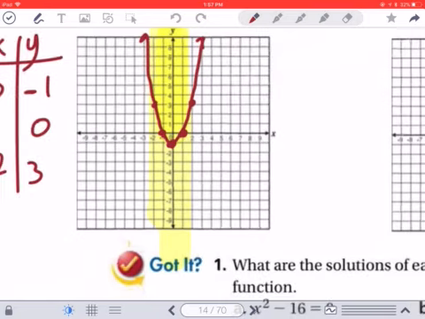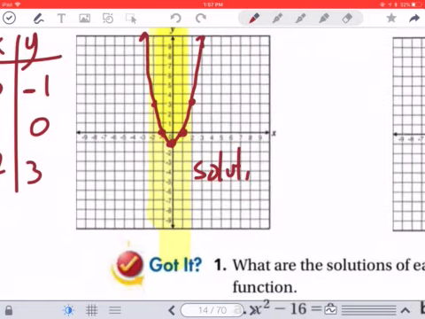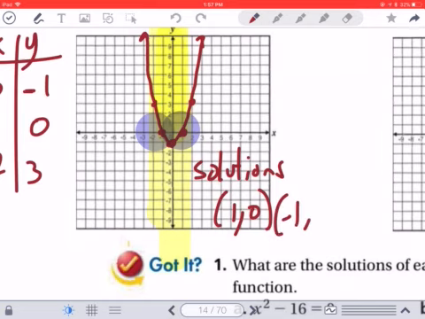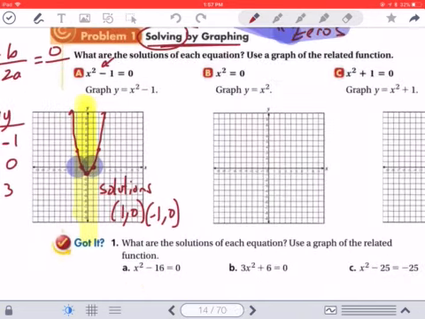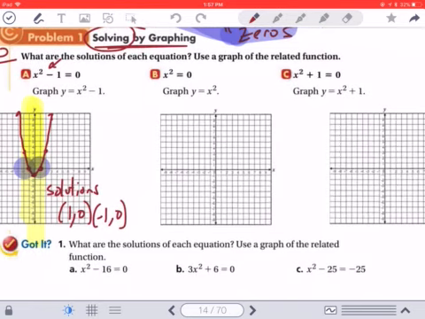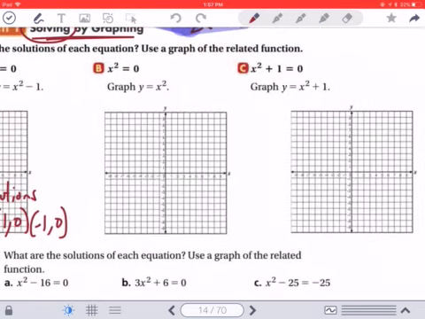So what are the solutions here? Well, the solutions are these 2 points. I'll use purple again. So it's 1, 0, and negative 1, 0. Those are the solutions to that one. Okay, try B and C. Pause the video and try B and C.